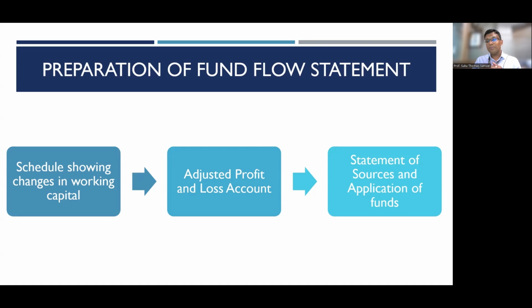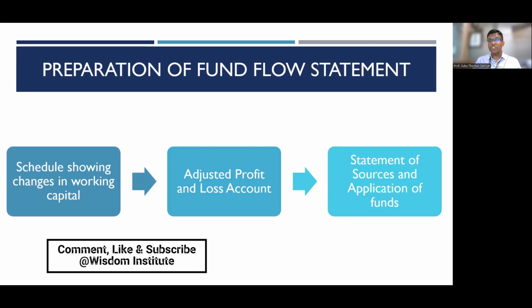Third step, we would be preparing the statement of sources and application. Here we would be listing out all the sources of funds, then we would be listing out all the applications of funds. When we are preparing this statement, which is the statement of sources and application, we are expecting the sources to match with the applications. So these are the three steps that we would be following with respect to the preparation of fund flow statement in an organization.